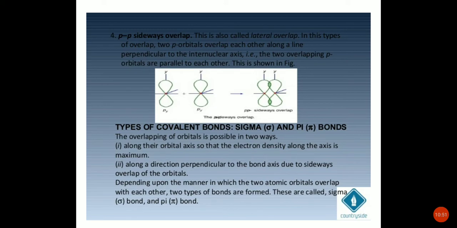So the last case was pp head on head overlapping, and the fourth one is pp sideways overlapping. The third one was pp head on head, or through the internuclear axis, overlapping.